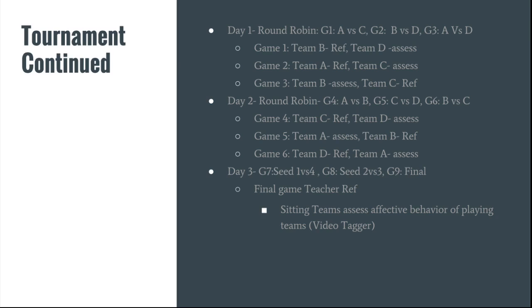The first 2 days of the tournament will be round-robin style, where each team will play each other once, resulting in 3 games per team. Teams will then be seeded based on their record for day 3, where the first seed will play the 4th and the second will play the 3rd, and the winners of both games will then reach the final.